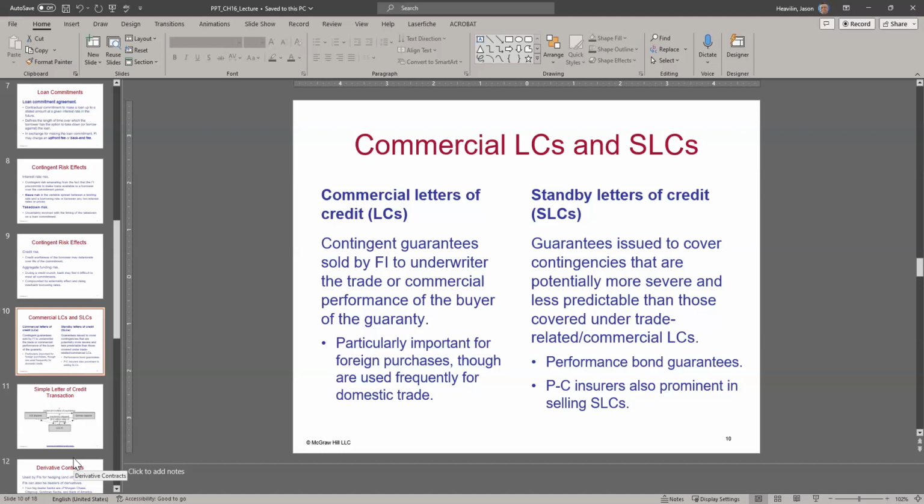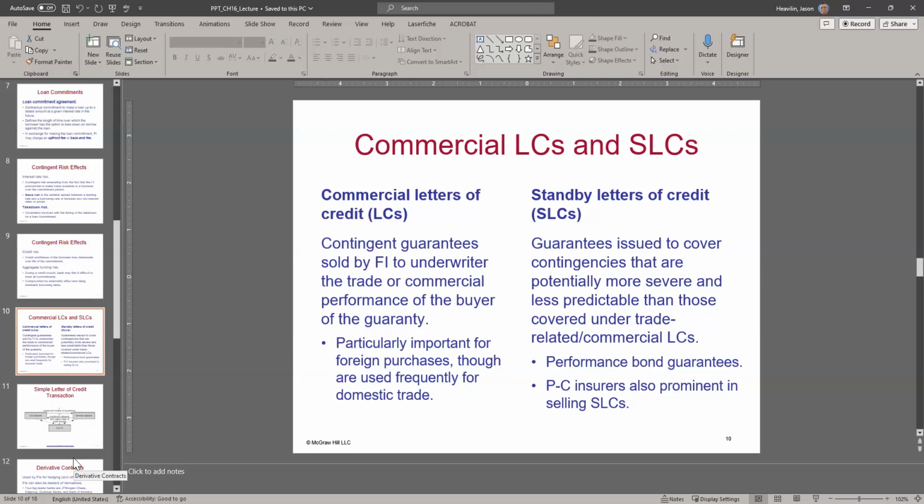Yes, very similar to when somebody buys a house, there's an escrow account where money has to be deposited. So the money is guaranteed that will be there for when the transaction completes. And that's a domestic transaction. Same letters of credit can be done between companies in the same country. But it's used also internationally a lot. A standby letter of credit guarantees issues to cover contingencies that are potentially more severe and less predictable than those covered under a commercial letter of credit. This is what happens.